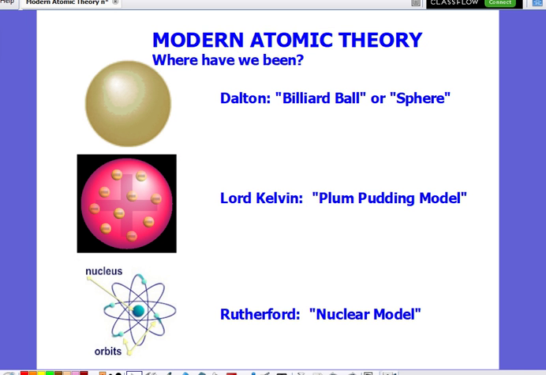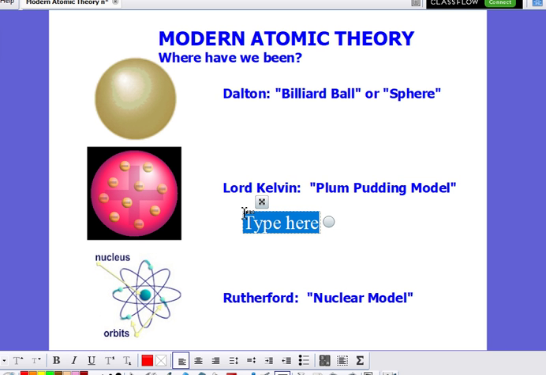All right, so modern atomic theory. We kind of have the evolution of our view of the atom. First we have John Dalton. Yes, draw this picture and write it down in your notebook on page 55. First we have Dalton's billiard ball or sphere model. Then we have, oh, that's not Lord Kelvin. That is not Lord Kelvin. Who actually came up with the plum pudding model? J.J. Thomson. There we go.